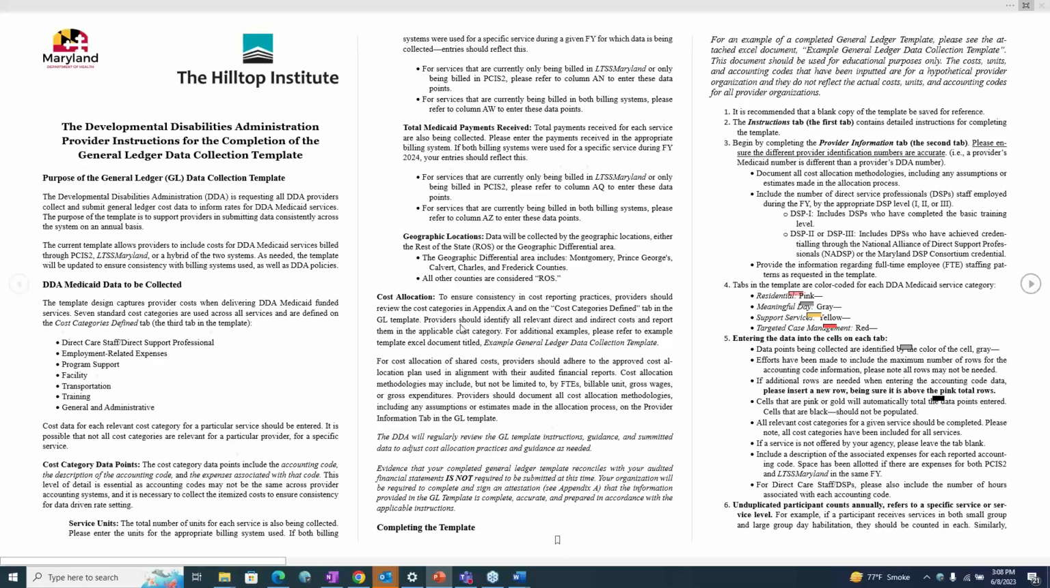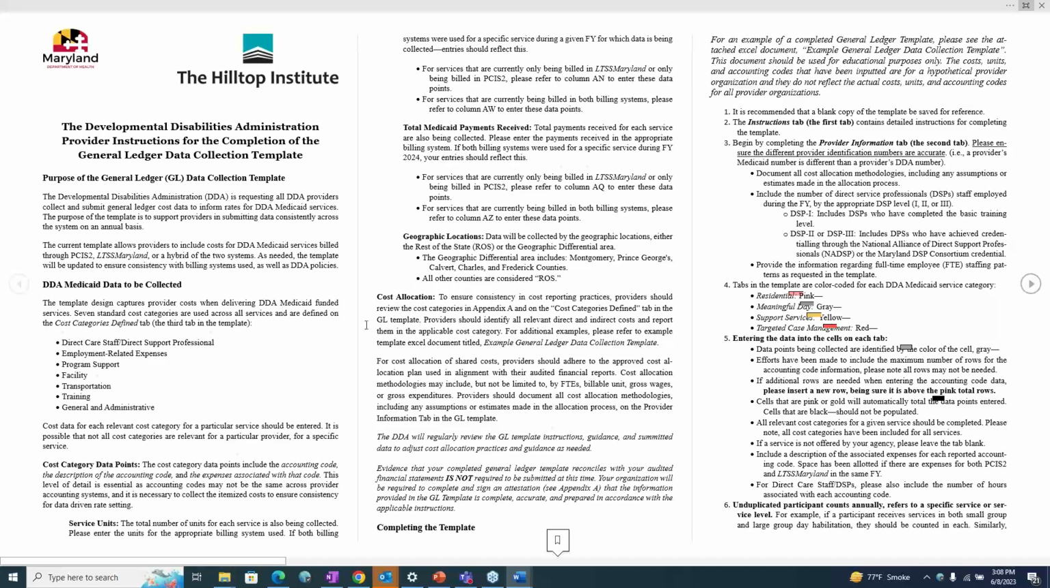There's also a section in the instructions in terms of cost allocation. And we do highly recommend, before you start filling out the template, to review the cost categories. Those are included in Appendix B of the instructions, and they're also included on the 3rd tab of the general ledger data collection template.